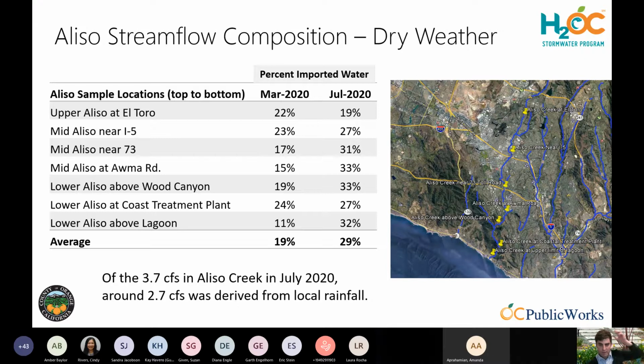And here's a little closer look at Aliso, moving from top to bottom. We didn't really see a significant longitudinal profile as we move from up in the watershed to the bottom of the watershed.